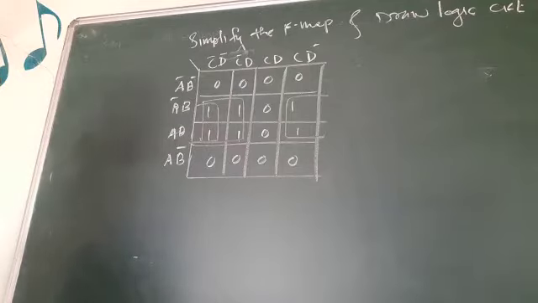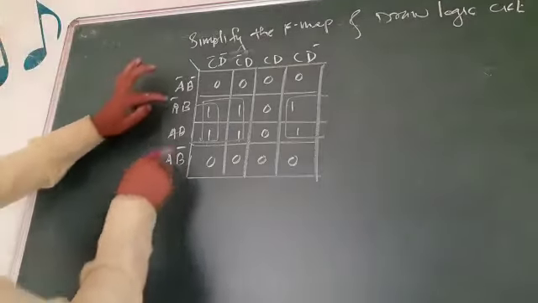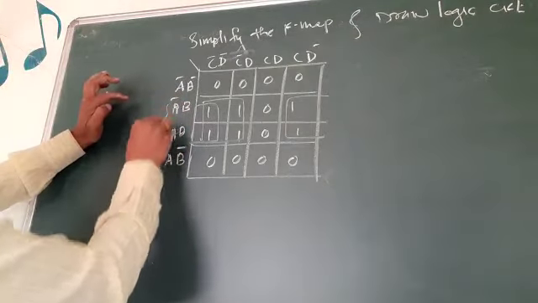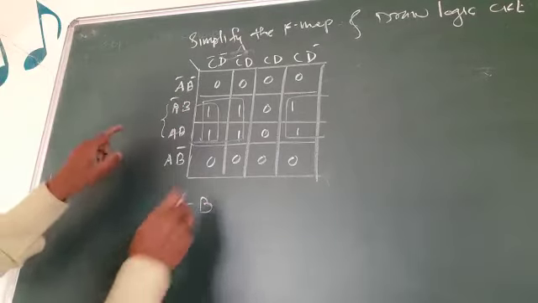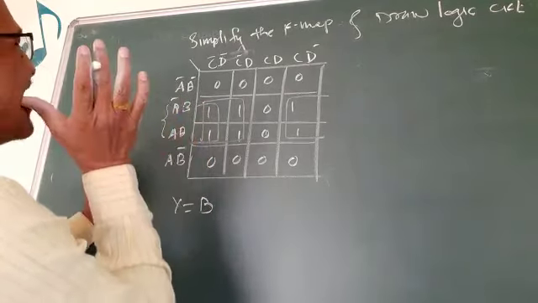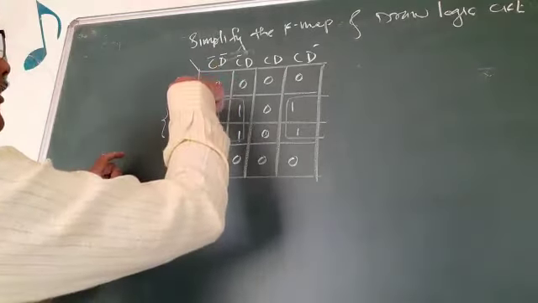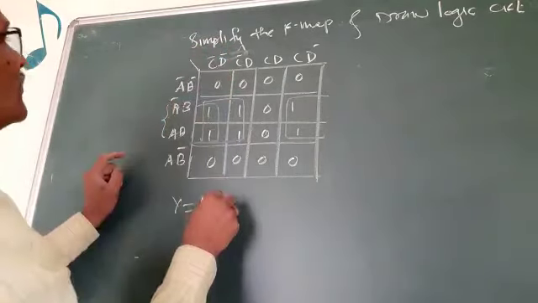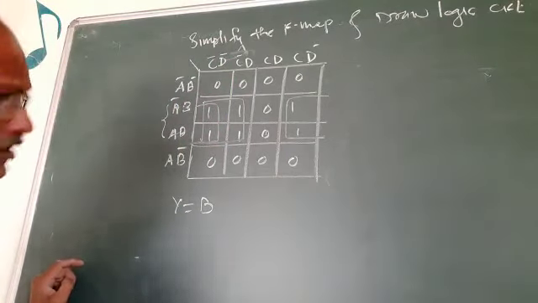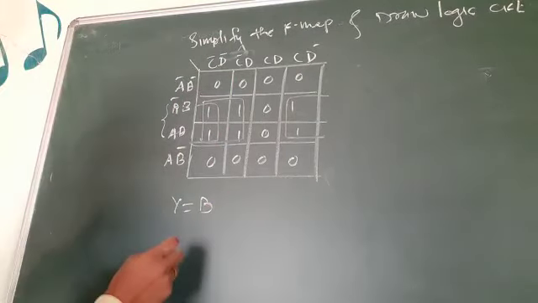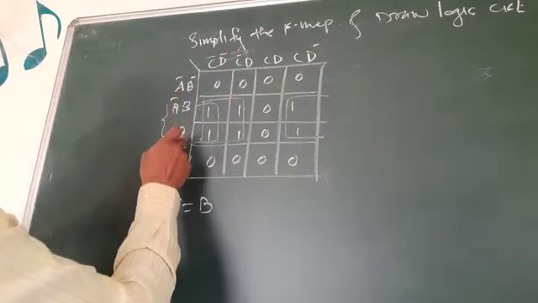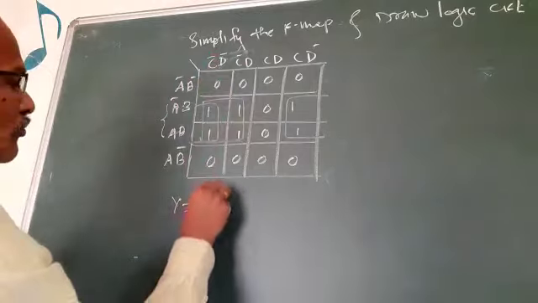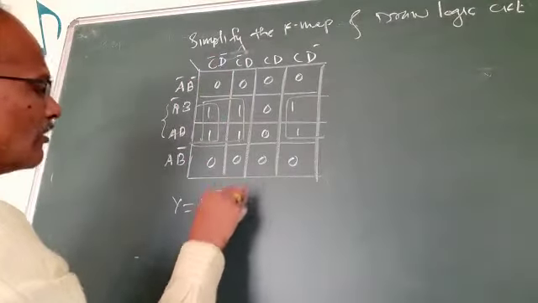So here very simple. I will have common B here, B and B. So I will write B, and at the top we can write C bar is the common here. Which one? C bar is the common here. So this is B common and C bar is the common. So Y is equal to B C bar plus.